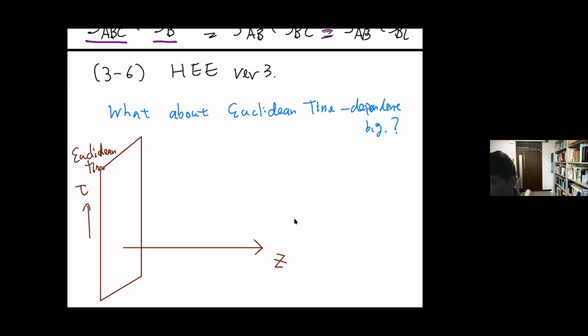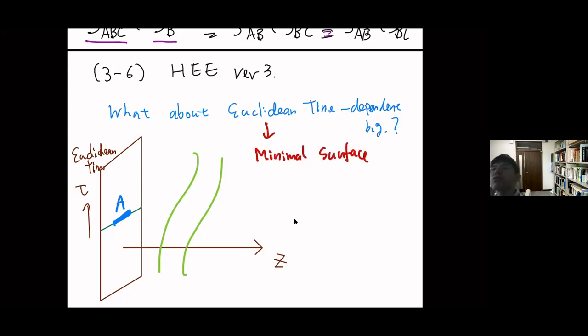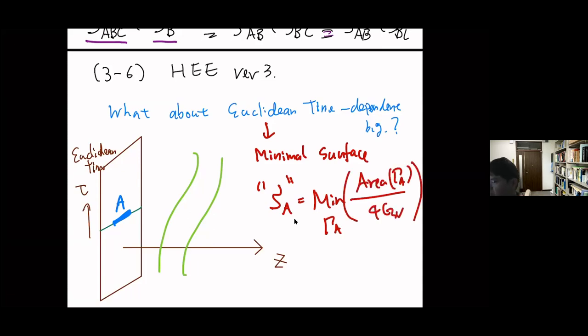The time dependent, and we have some time slice like here, and we have region A somewhere here, right? But we have non-trivial time dependence, so that means the space-time is something like this. And then we talk about an extremal surface. In this case, because everything is Euclidean, we can define a minimal area surface. And namely, it is equal to the minimal surface gamma A, the area of gamma A divided by 4G Newton, okay? This is just the same formula.